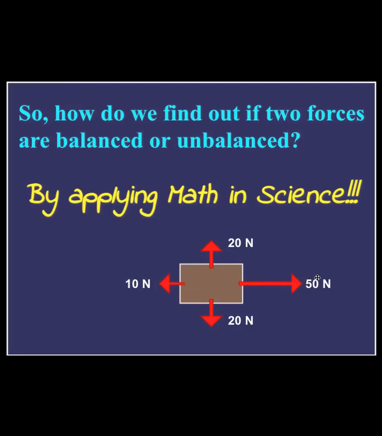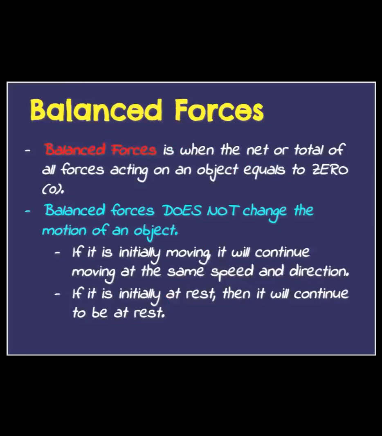However, let's take the horizontal, which you might be familiar with as the x-axis. The one going to the right of the screen is 50 newtons. The one going to the left is 10 newtons. Obviously 50 is much greater than 10, so this one is going to be moving to the right. You will perform very simple math: 50 minus 10, and you will see that it has a net force of 40 newtons going to the right.